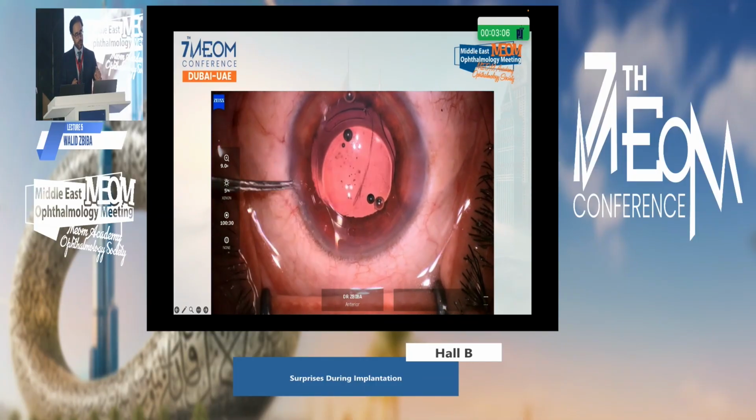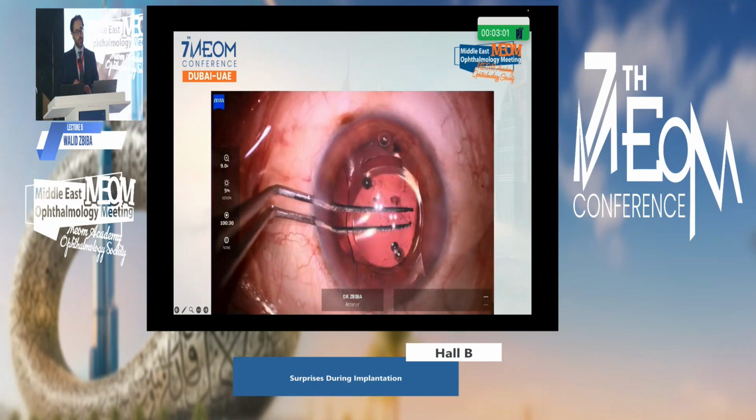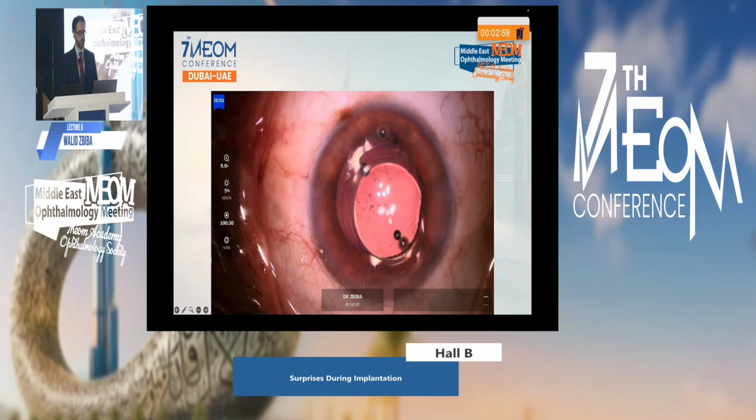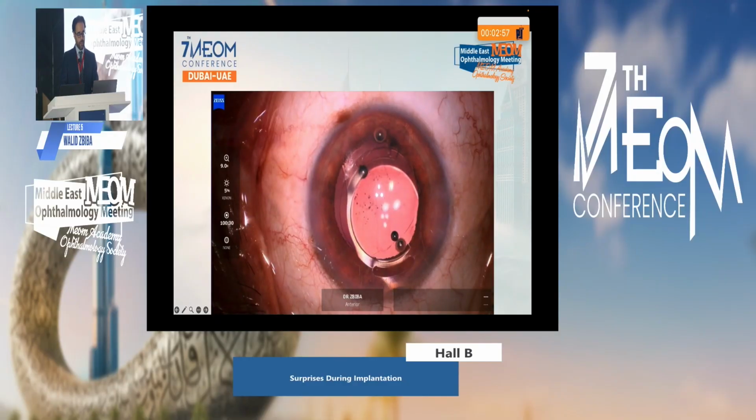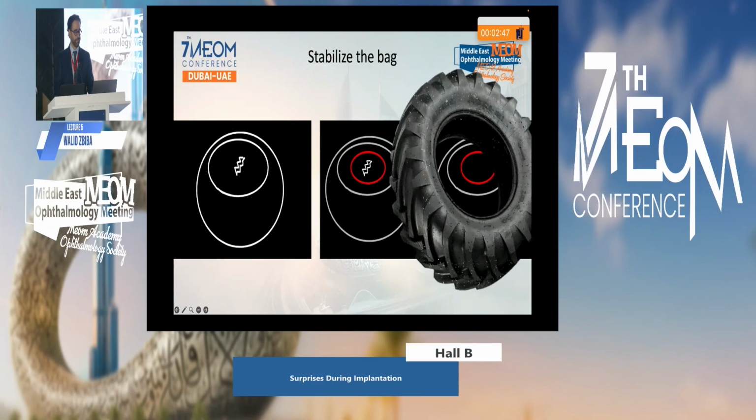Here we are trying to stabilize the IOL by a PCC, posterior capsular excess, and we stabilize the bag. Here, if we don't stabilize the bag, the tear is extended and we can drop the lens down.